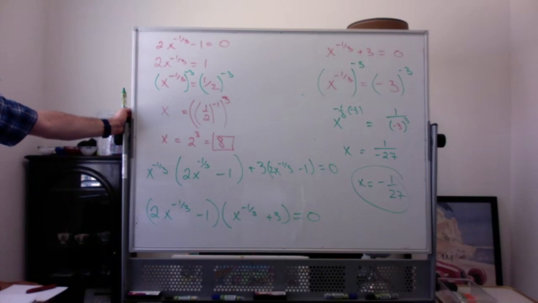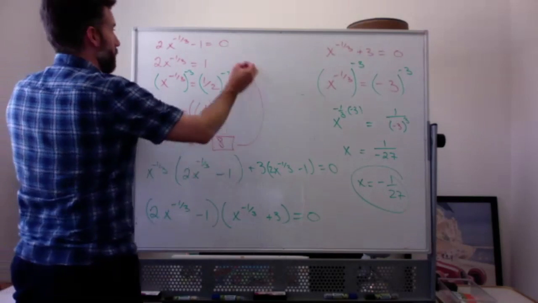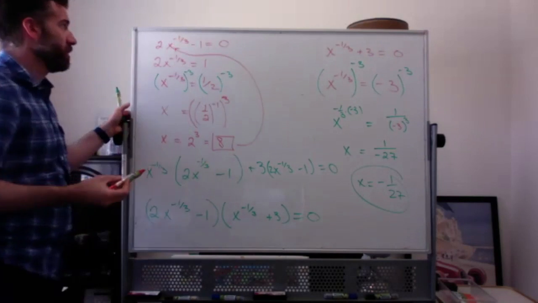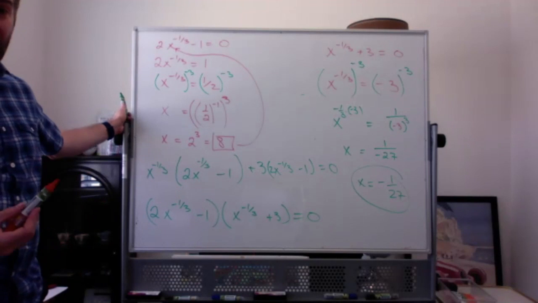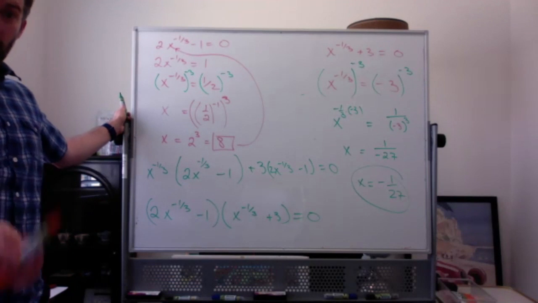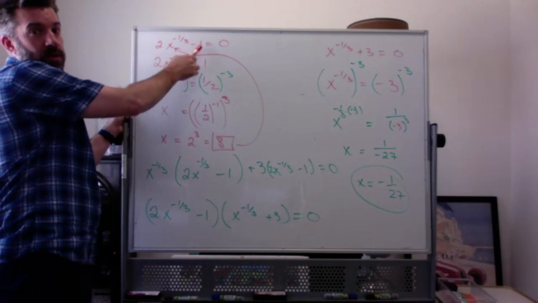And if you think about it, if you plug that back in, it totally makes sense. If you plug 8 back in here, the cube root of 8 is 2. So x to the negative 1/3 power is 1 over 2. And 2 times 1/2 is 1, and 1 minus 1 is 0.